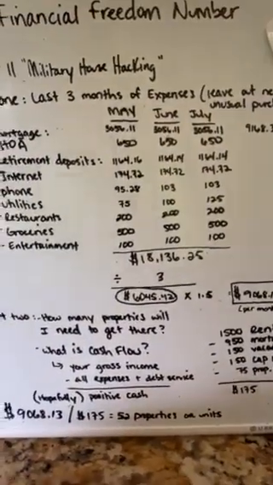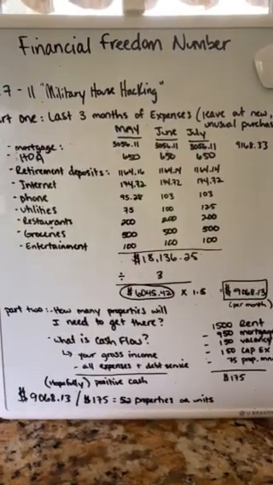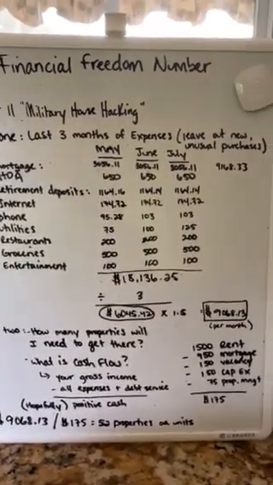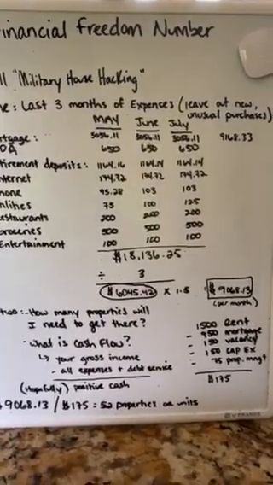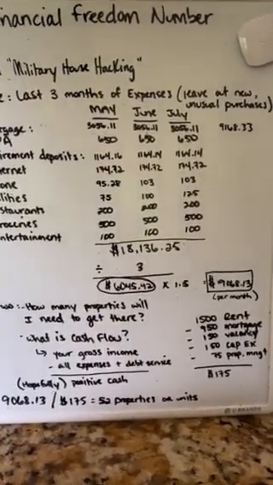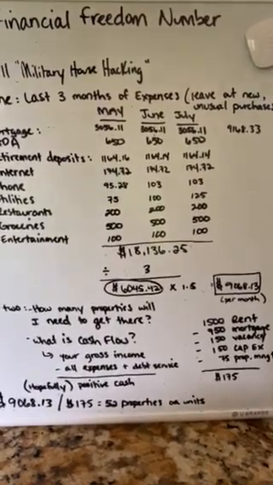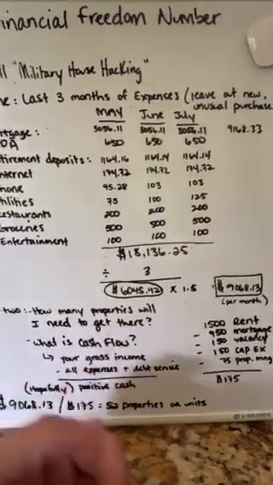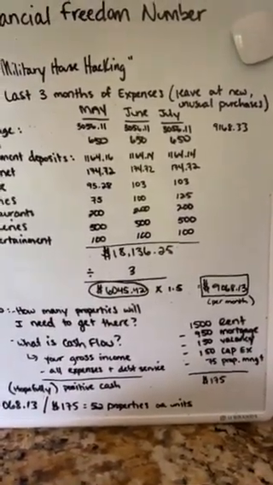Now, part 2 goes over how many properties I'm going to need to get there. In real estate, there's a thing called cash flow. What is cash flow? It's basically your gross income minus all your expenses plus your debt service. Debt service being your mortgage. That's another fancy word for just your mortgage and taxes that you're paying.